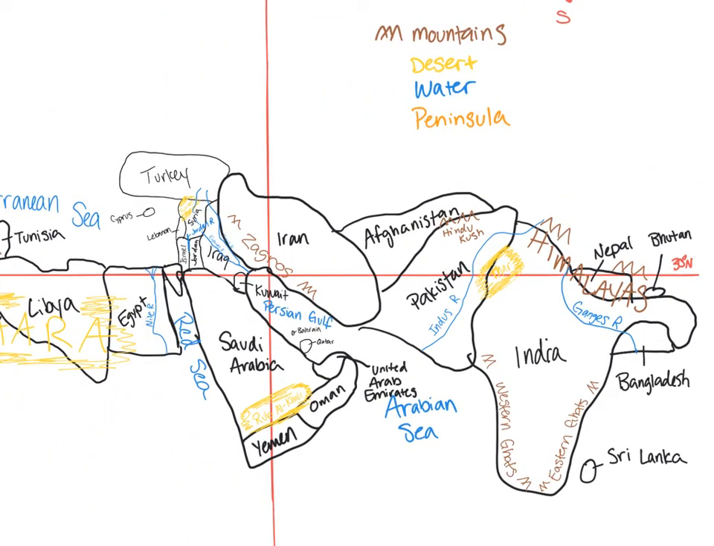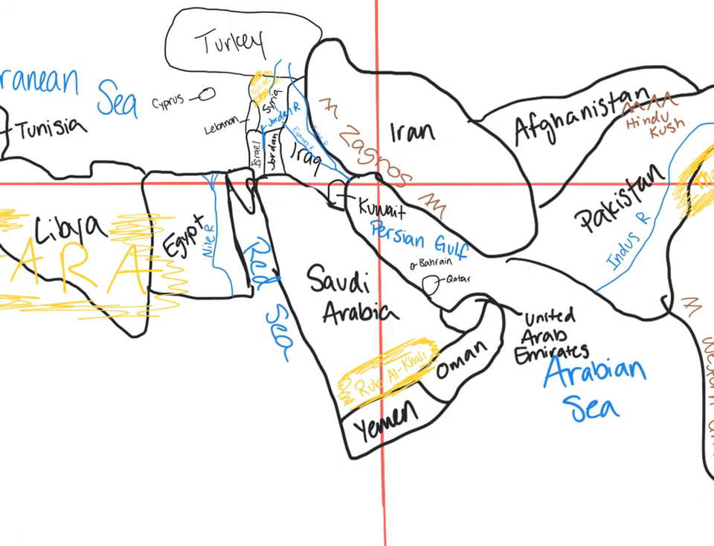What's a peninsula? It's surrounded by water. So three sides are surrounded by water. Okay, there are a few of them, but we're only going to label the Arabian Peninsula. I think I've called it that already. So all of this is the Arabian Peninsula. I'm going to shade that in. If you want to shade it in, please do.